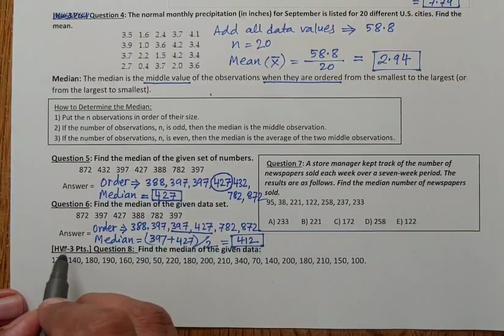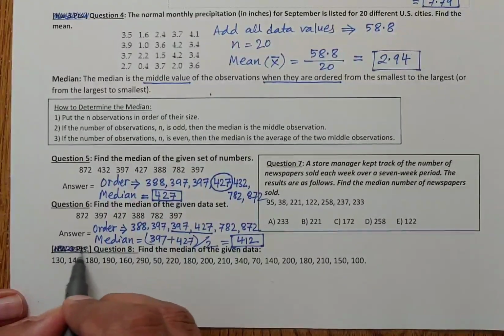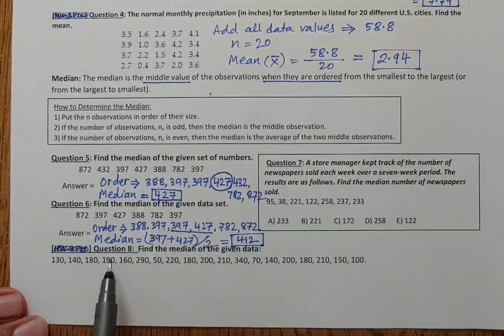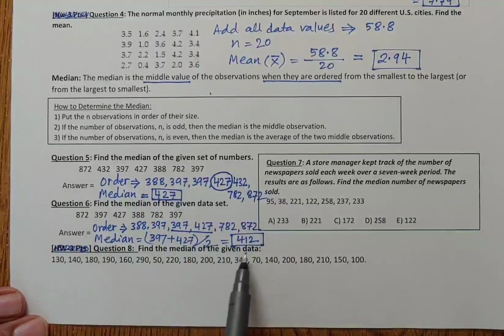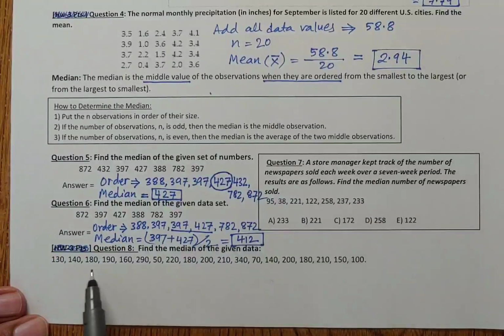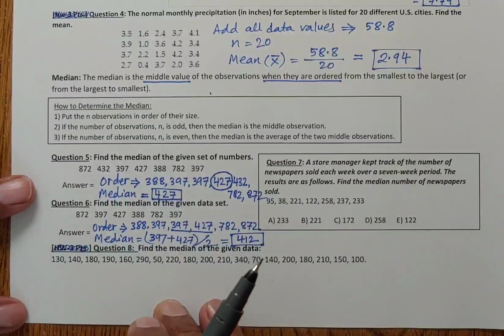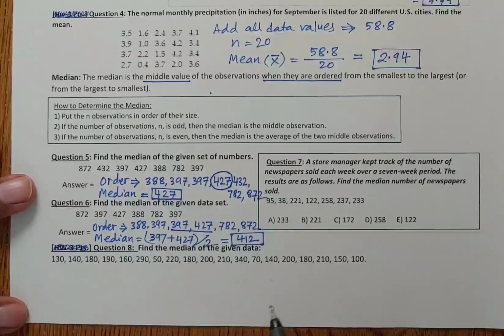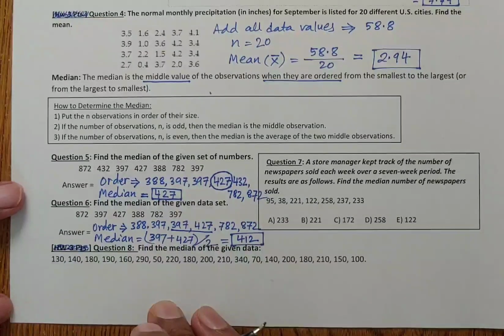Okay, now this question here, it says the homework. This is not the homework. So let's do this question. Find the median of the given data set. So we need to put them in order. Okay, so let's put them in order and then we find the median.